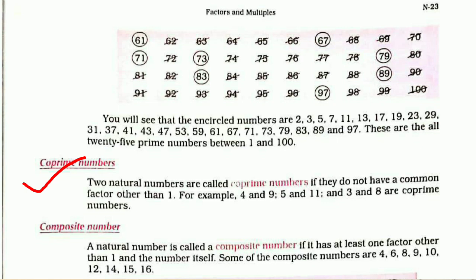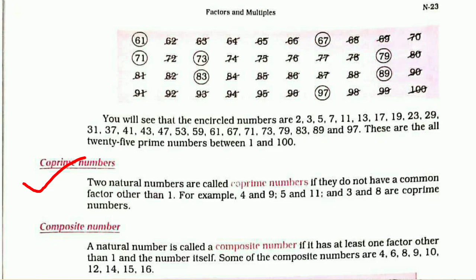4 and 9. Here you can see that 4 is not a prime number and 9 is also not a prime number, but they are co-prime numbers. 5 and 11, 3 and 8, all these are co-prime numbers.